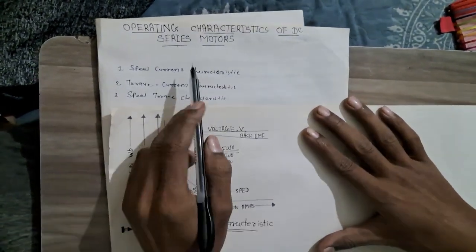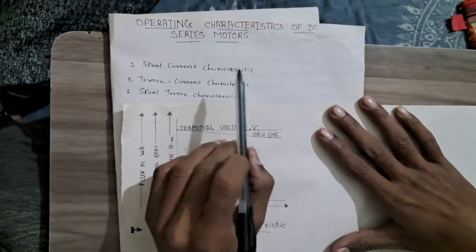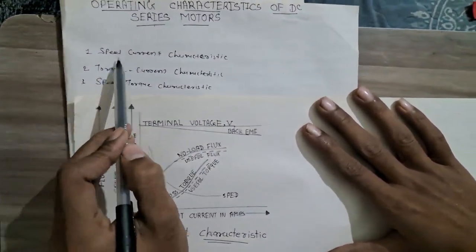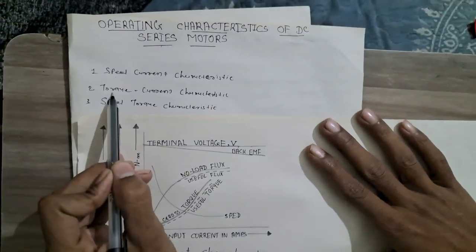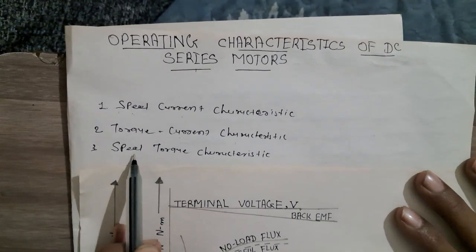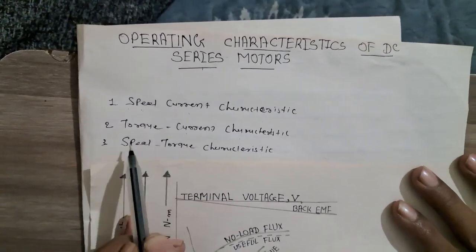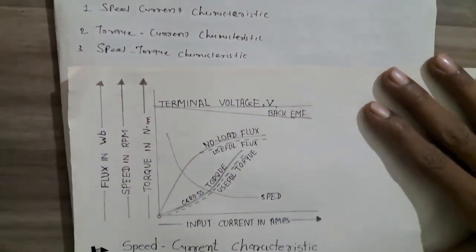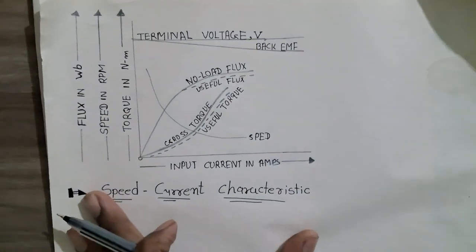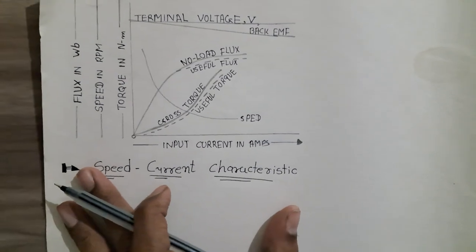In a DC series motor, there are three types of characteristics: the speed-current characteristic, the torque-current characteristic, and the speed-torque characteristic. First is the speed-current characteristic, and the figure is of this type.